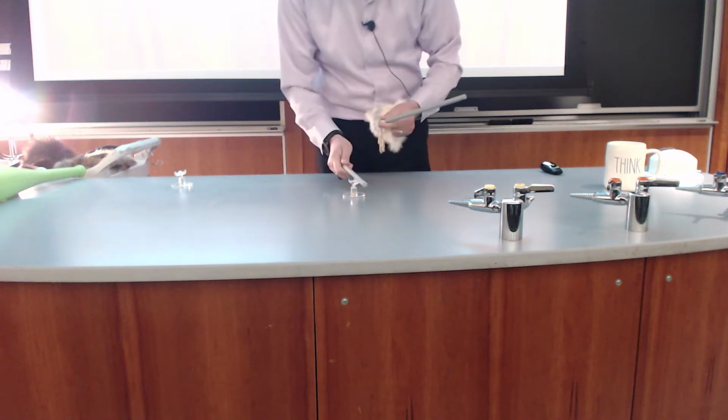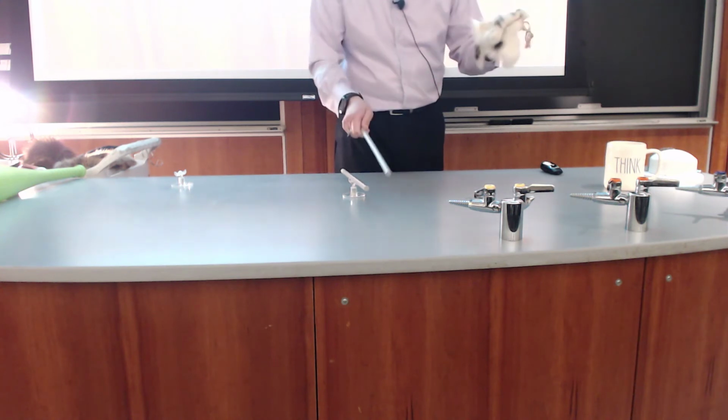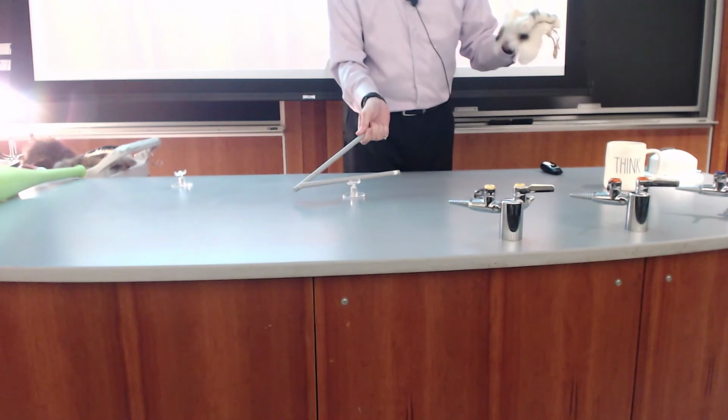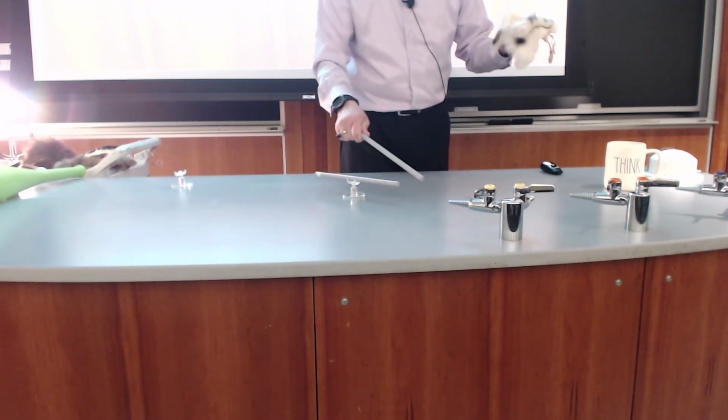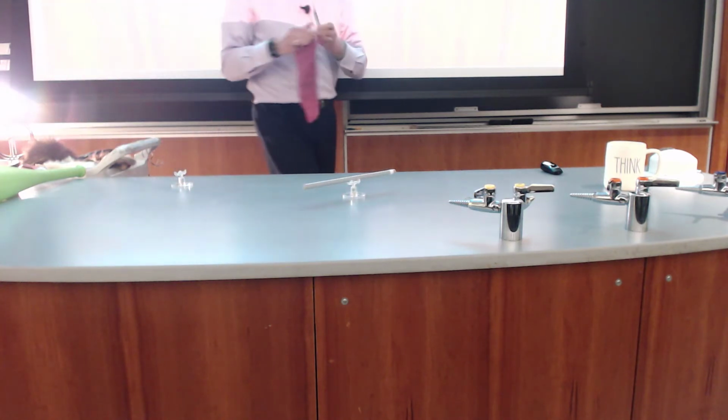Okay, I want to replace these, and I'm going to rub this one with fur and see if it makes any difference. It does. Now these two rods repel each other. Now what can I do? I can try something different. I can try this combination.